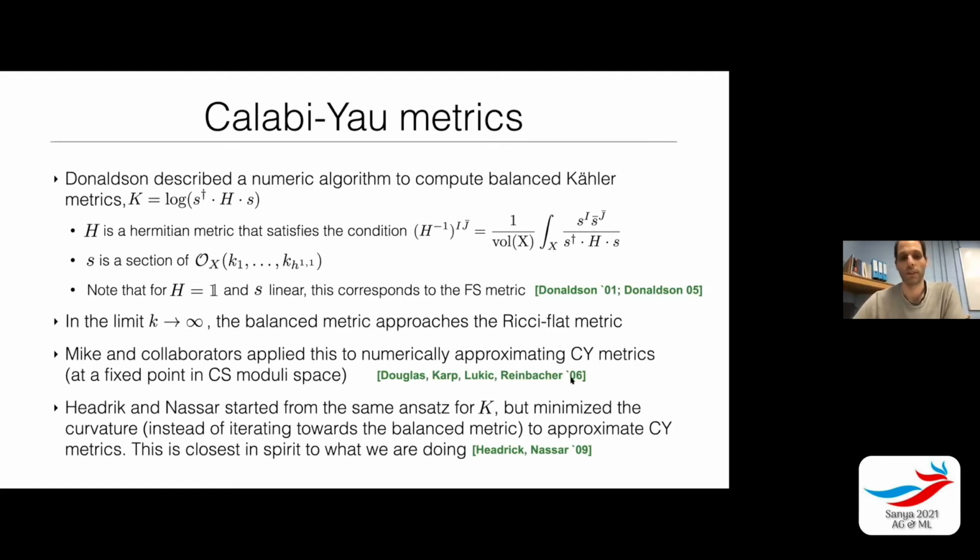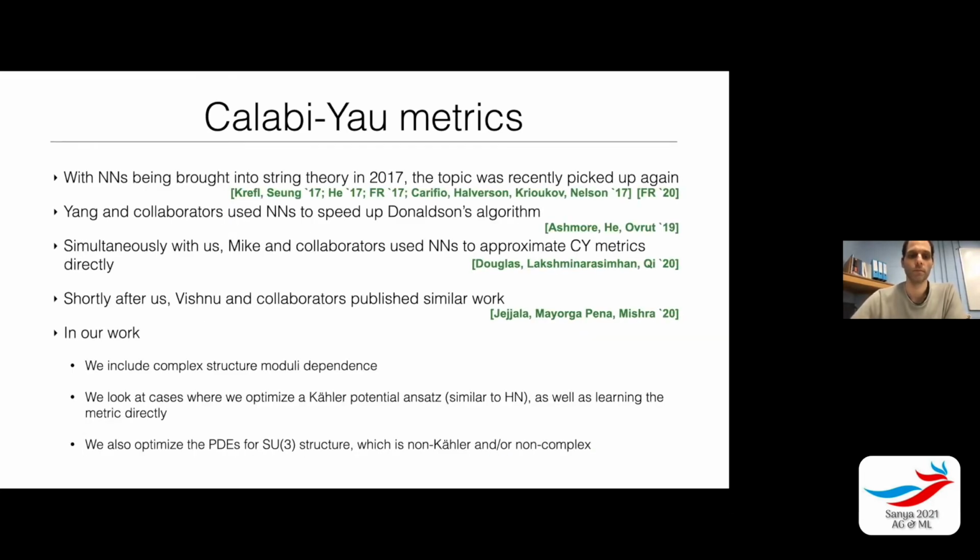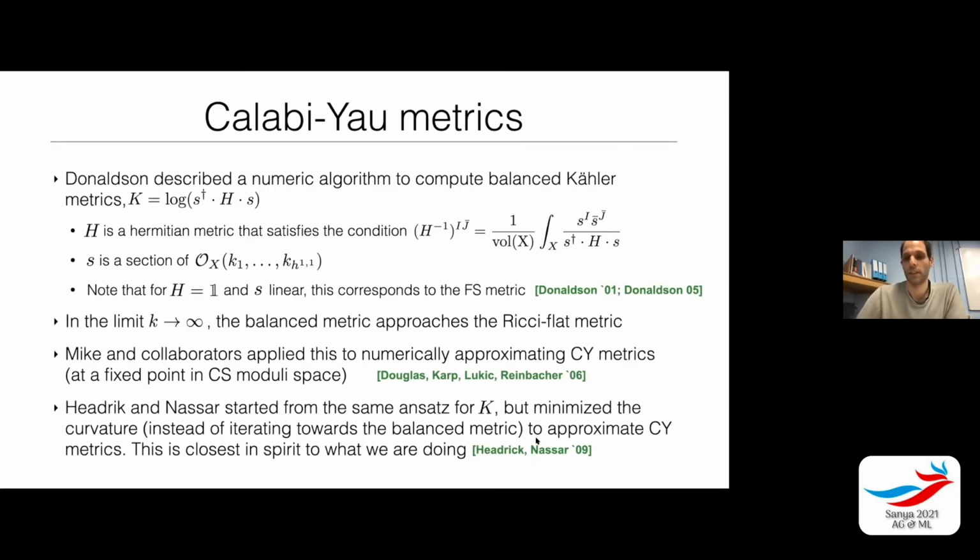This was already 2006. So then Headrick and Nassar started from the same ansatz, but they minimized the curvature. Instead of iterating towards a balanced metric, they were now actually trying to get a Ricci-flat metric. And this was done in 2009. And this is in spirit very close to what we are trying to do. So after neural networks had entered string theory in these papers, the topic has been picked up again. So right now, this is 10 years old now.